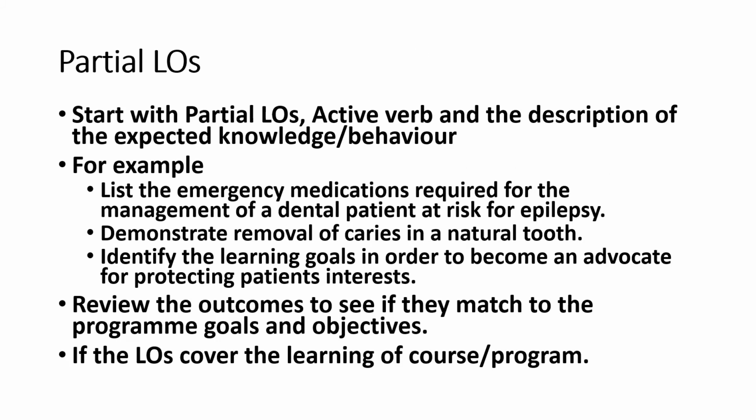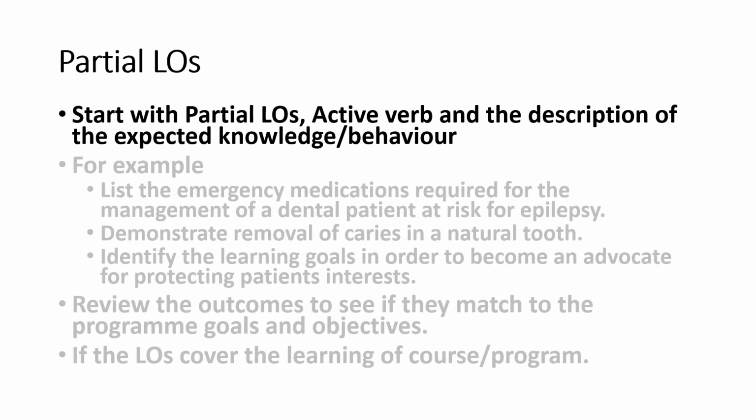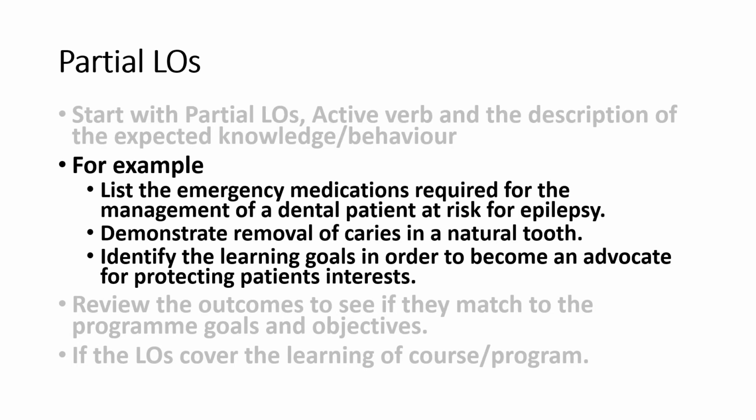Partial learning outcomes or partial LOs. Write partial LOs consisting of the active verb and the expected knowledge or skill or behavior. The context and the level of achievement can be added later. Some examples. List the emergency medications required for the management of a dental patient at risk for epilepsy. List is a level 1 verb in cognitive domain.